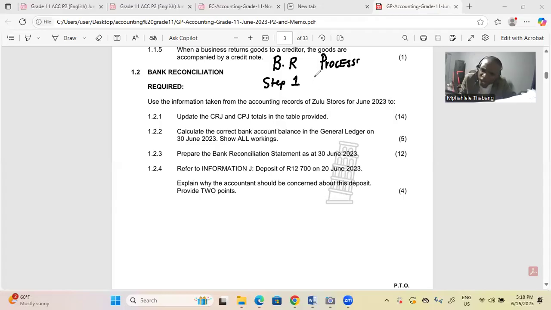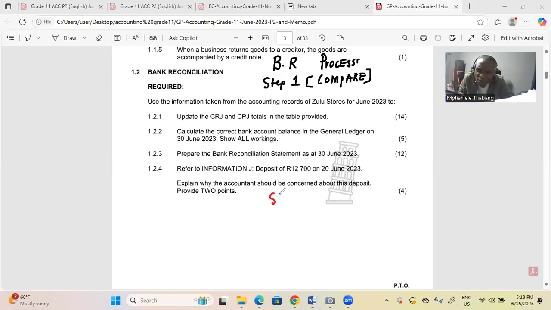So in step 1, it's where we compare the journals with the bank statement. And this step, in your exam, when the question paper comes, will be done for you. It means that they will say after comparison, meaning that they have already compared the bank statement with the journals. So they have done the first step for you. So you will have to do step 2 and step 3.